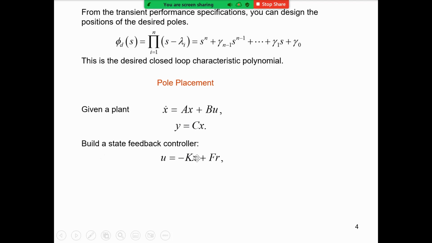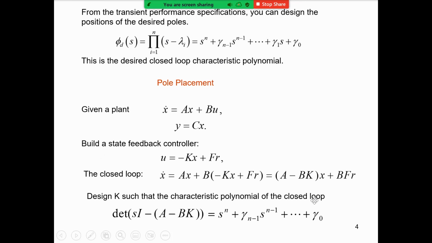Then you apply a state feedback. Because of the state feedback, you can say the system matrix has been changed from A to A minus B times K. K is the design parameter, right? You can choose. Then the mathematical question becomes, given A, B, how are you going to choose K such that the characteristic polynomial of the system matches the desired one? Okay.